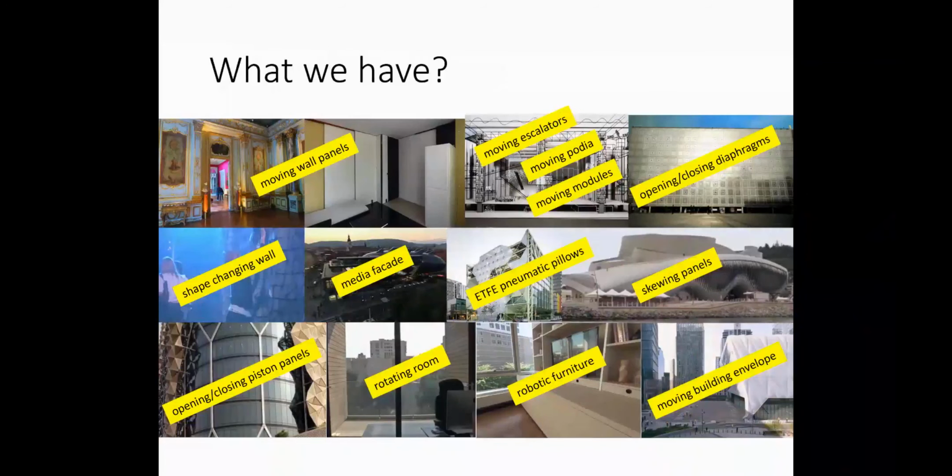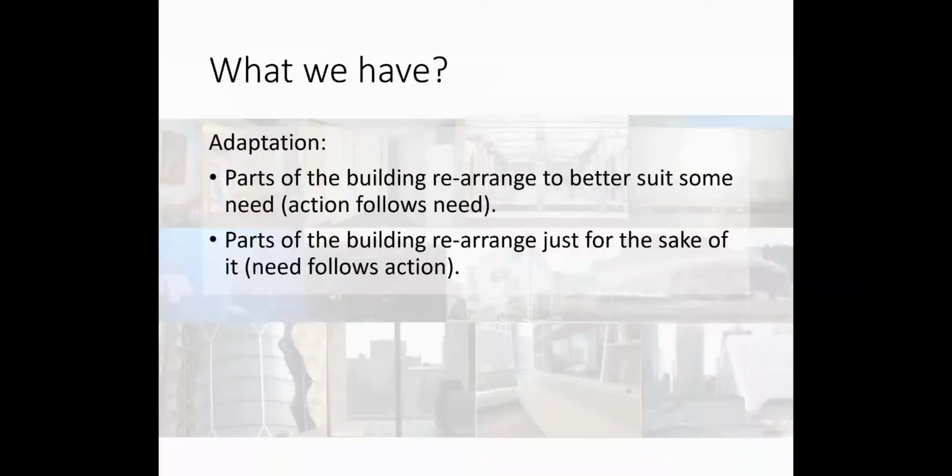So when we look at this very, very short history of dynamic architecture, then we can see things like moving wall panels or moving escalators, modules, opening, closing facade elements, shape-changing walls, media facades, ETFE pillows, screwing panels, opening, closing piston panels, rotating rooms, robotic furniture, and a moving building envelope. So the key to all of these projects is adaptation.